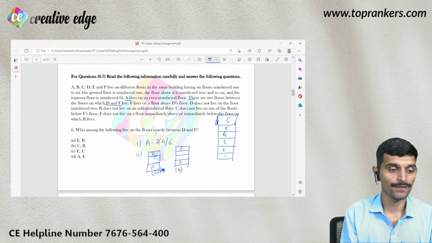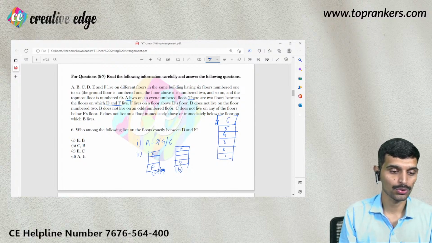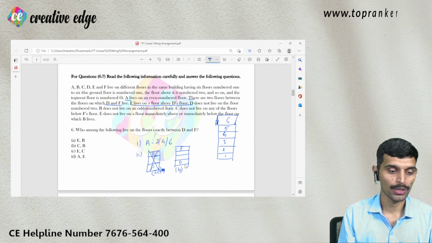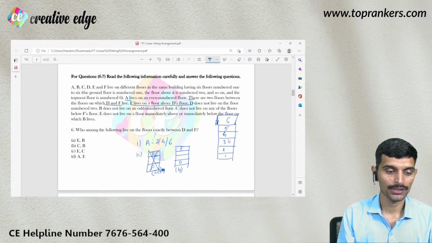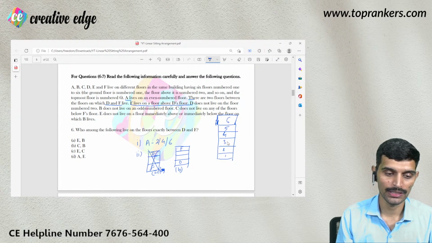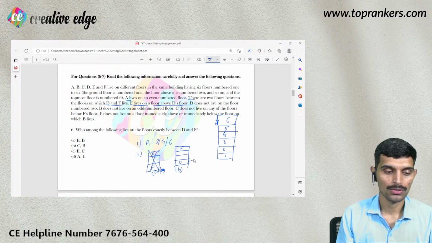Now, F lives on a floor above D's floor. So I can discard this possibility using this information. D does not live on floor number 2. D can live on floor number 1 or 3. Can D live on floor number 4? If D is on 4, this is 5, this is 6, this would be 7. So D cannot live on floor number 4. D has to live on either 3 or 1. So there are 2 possibilities for D, 1 or 3.